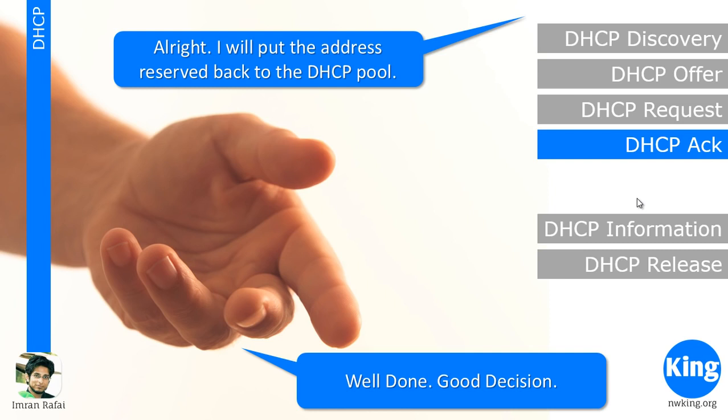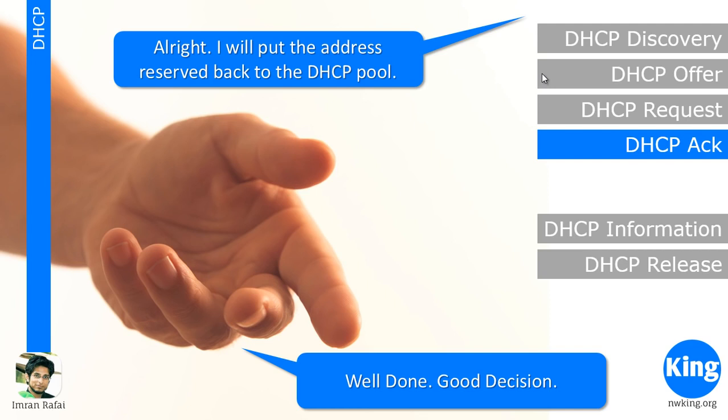Now DHCP also has 2 more messages, that is the DHCP information message. The DHCP information message is issued by the client if it needs more information than the information that is provided by the DHCP offer. That was the second step. So in the DHCP offer, if the server had not given enough information, or if the client needs more information than the information that was there in the offer packet, the DHCP information is what is sent to obtain those extra information.